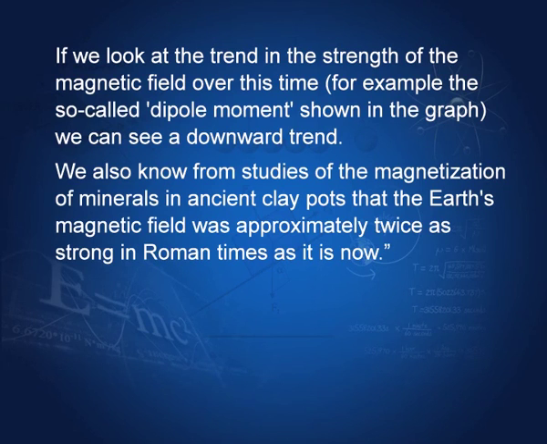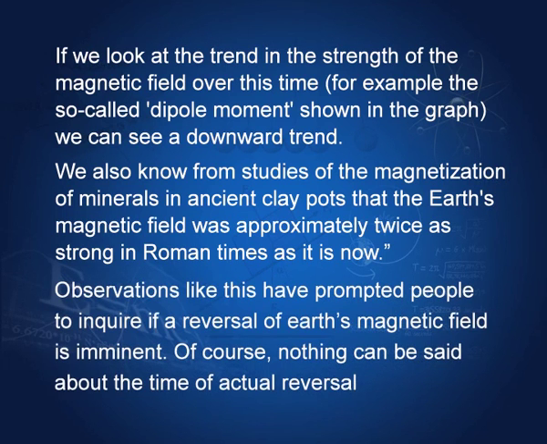We also know from studies of the magnetization of minerals in ancient clay pots that the Earth's magnetic field was approximately twice as strong in Roman times, that is about 2000 years back. Observations like this have prompted people to inquire if a reversal of Earth's magnetic field is imminent. Of course, nothing can be said about the time of actual reversal.